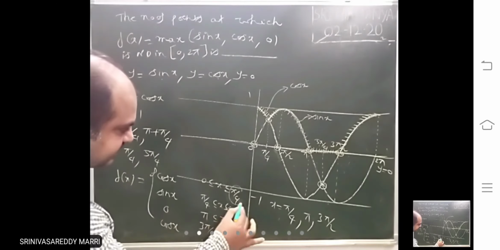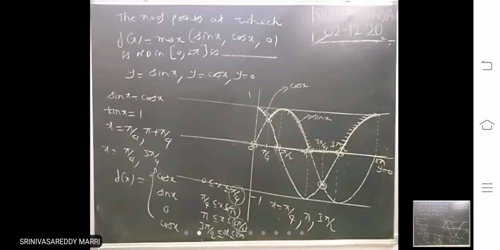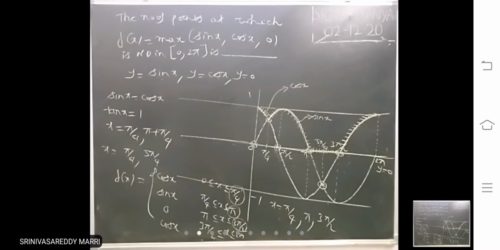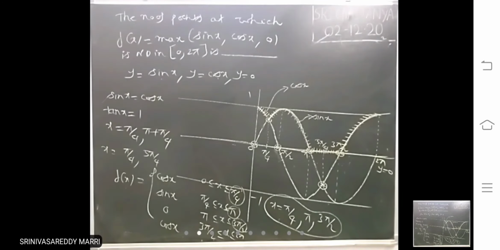These are the rule changing points I am telling: pi by 4, pi, and then 3 pi by 2. At these points, let us check. At pi by 4, then pi, then 3 pi by 2, it will be not differentiable. That means the answer is 3. At the rule changing points, such functions will be not differentiable. Answer is 3.